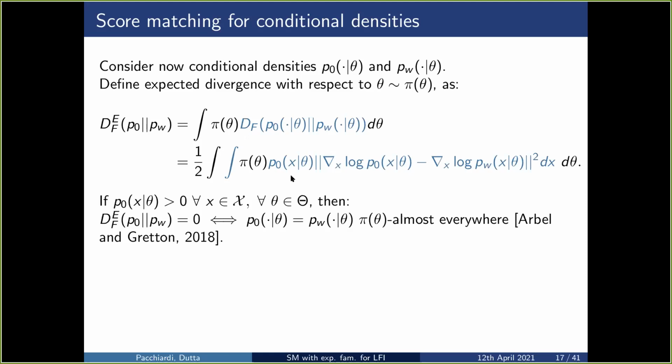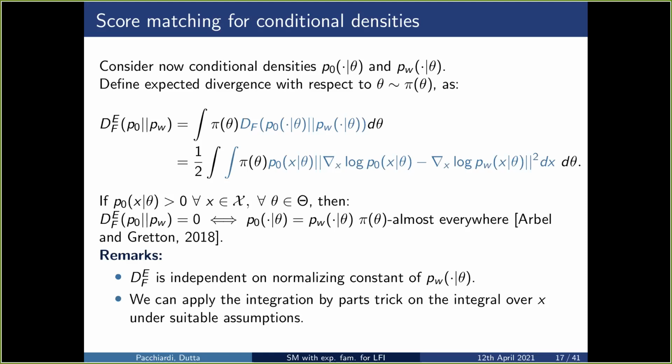And we can borrow results from Arbel and Gretton for that. If this divergence is zero, then we can show the consistency result still holds. And we have shown that it also holds when you have this transformed score matching; these results also hold in our paper. So then we are ready for doing the density estimation with this sort of tools. Some further comments is that the divergence is independent of, so it doesn't depend on, the normalizing constant of the PW. And we can apply the integration by parts trick on the integral over x under suitable assumptions. The assumptions, at the end of the talk, if you're curious, we can get to those assumptions, what we needed to prove these results.